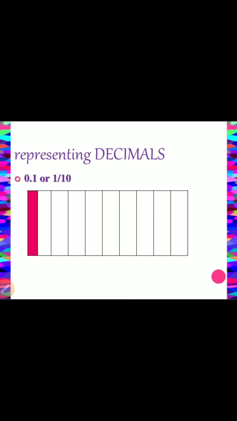Decimals are a representation of fractions. If it is 1 upon 10, it means 10 columns are there and one column is colored, so it is the representation of 0.1.